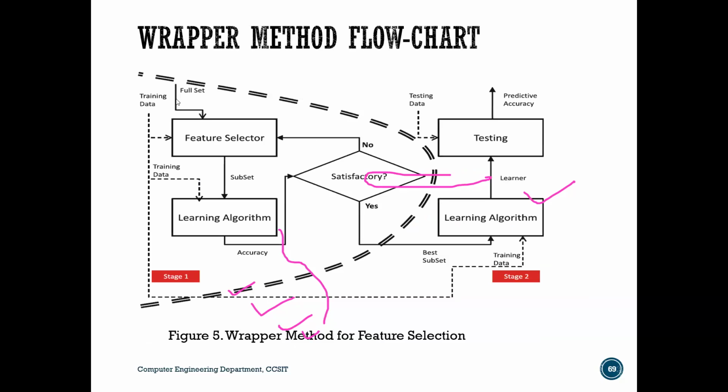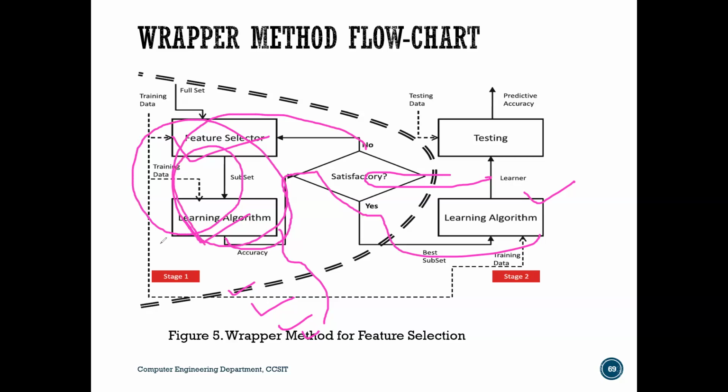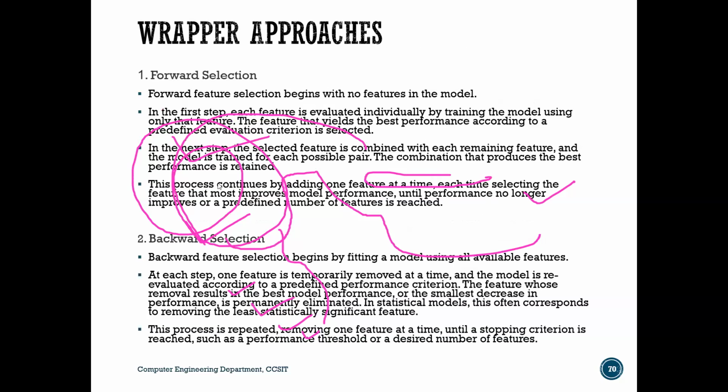For the wrapper method, we have a flowchart here. Feature selection first, then the learning algorithm we will use. After the learning algorithm, if you are satisfied, then it's fine. If not, you apply another learning algorithm. You check accuracy and everything, and if you are satisfied, you select the best one. These are the two approaches for the wrapper method, forward and backward.